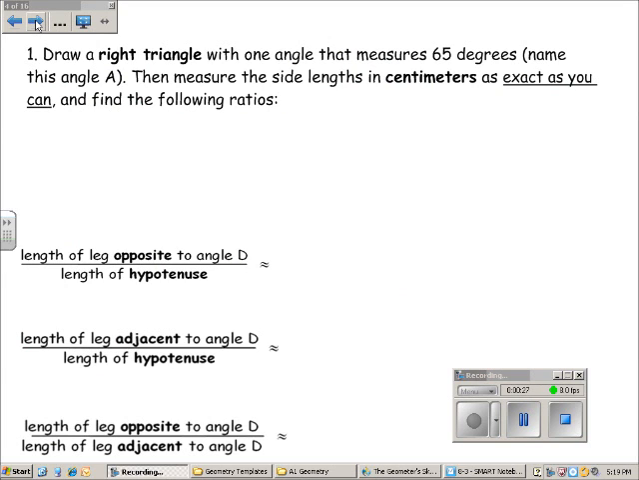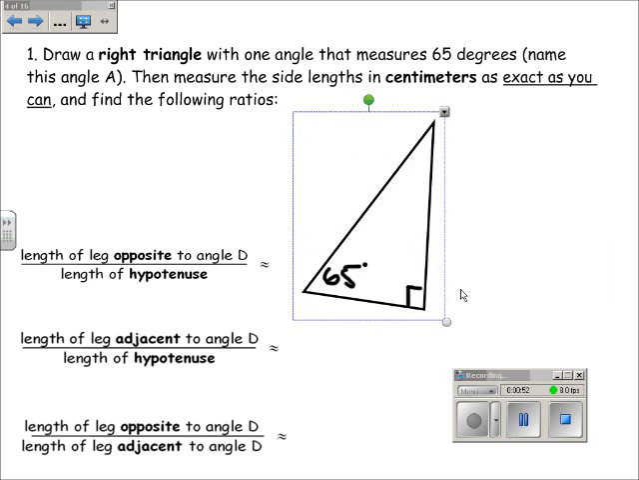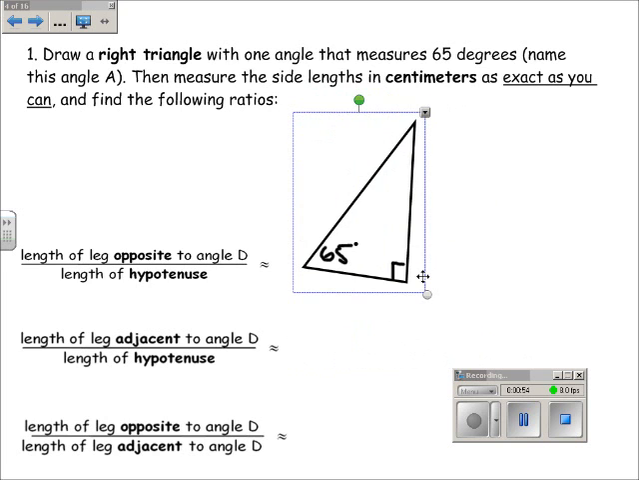Here's an activity that could be done in class. Have every student draw a right triangle with one angle that measures 65 degrees. Now, I'm not using a protractor, but I'll sketch what it might look like. Here's a right triangle, 65 degrees. Students will draw large or small or different sizes of triangles, but there are some ratios that will stay the same.